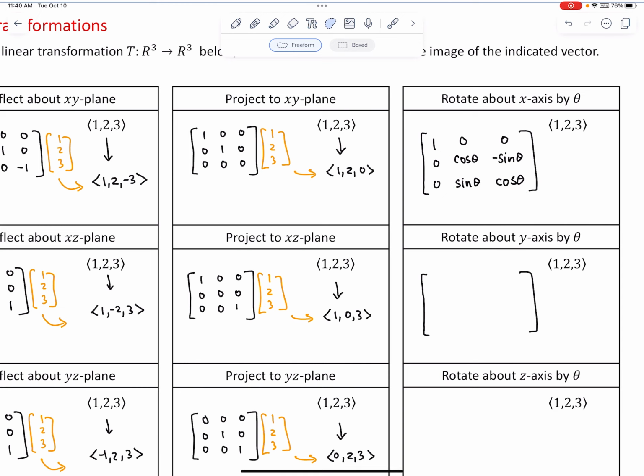Okay, now the matrix for this one is going to be similar to this matrix. This transformation matrix is just going to be relocated in our 3-dimensional grid here. It'll be spread out so that the 4 trig functions are in the corners. We'll have a 1 in the middle and then zeros everywhere else. This matrix will have the effect of keeping the y-coordinate the same, but rotating the x and z coordinates.